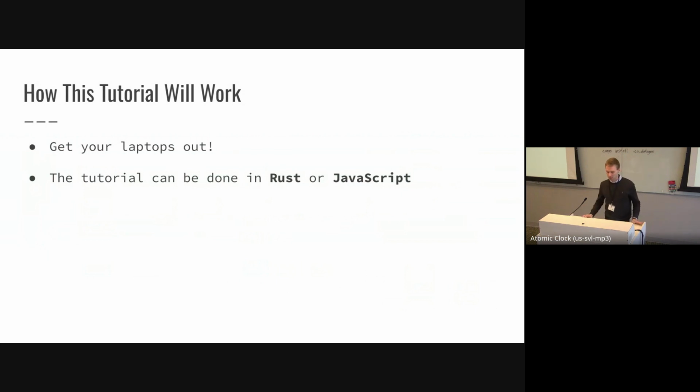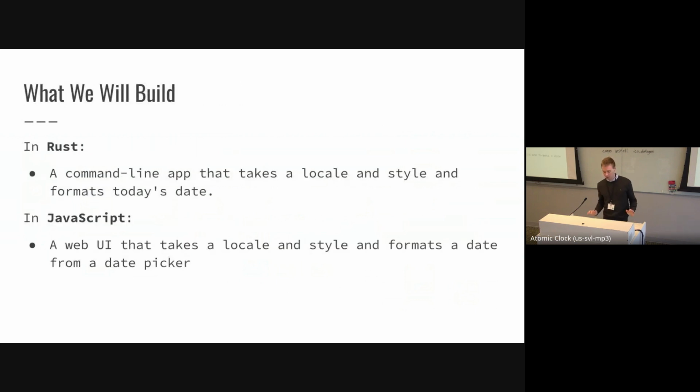The tutorial can be done in Rust or in JavaScript. So if you haven't managed to install Rust yet, you can just follow the JavaScript instructions in your browser. What are we going to do? We will, of course, format the date, because that's kind of the thing we do in ITNN, right? On the command line, we just do the current time, and on the web, we can easily add a little date picker to make it more interactive.